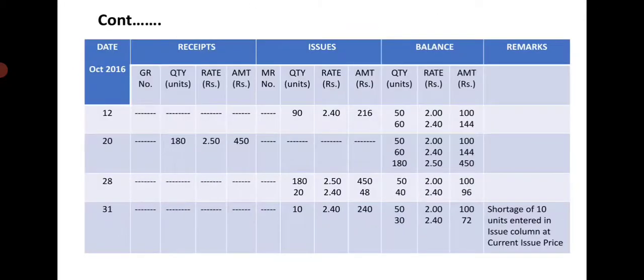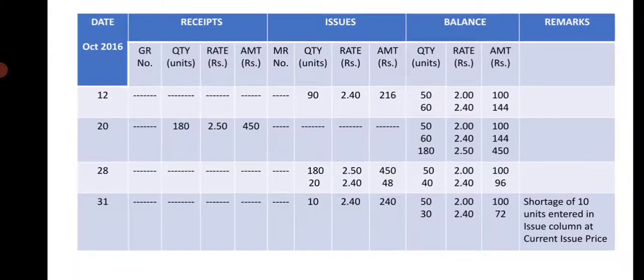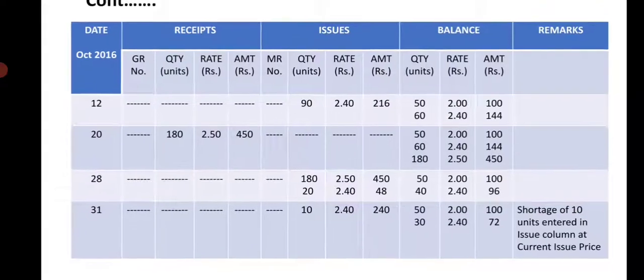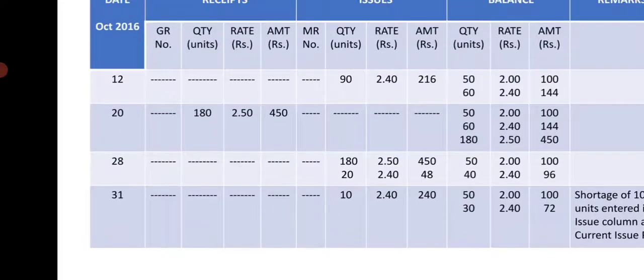So from 150 units we are issuing 90 units at the rate of 2.40. 90 into 2.40, 216. So next we will write down the balance. So balance is 50 units at the rate of 2.00. So from 150 we have issued 90 units. So 150 minus 90, that is equal to 60 units at the rate of 2.40. So 60 into 2.40, 144 rupees.